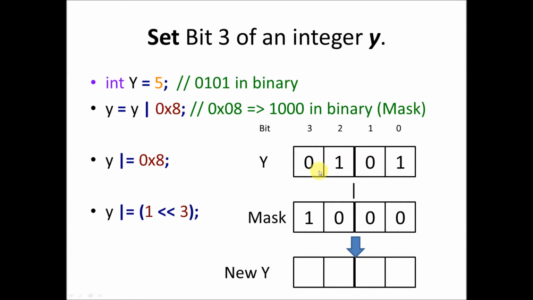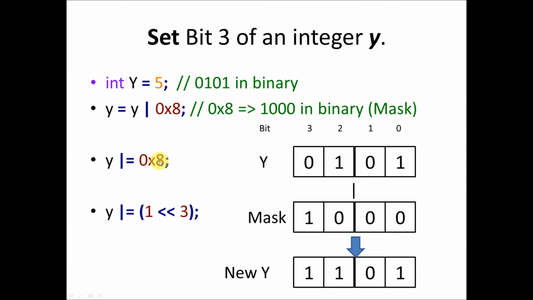So what happens is we do 1 OR 0 is 1, 0 OR 0 is 0, 1 OR 0 is 1, and 0 OR 1 is 1. So you can see it's the exact same number, but the only difference is that the bit we care about, the bit set in the mask, has changed from 0 to 1. If it was 1, it wouldn't change, so we know that no matter what the value is here, we're going to end up with a 1 in that location, and all the other bits are untouched.